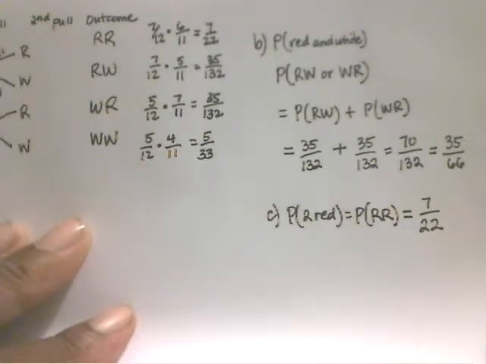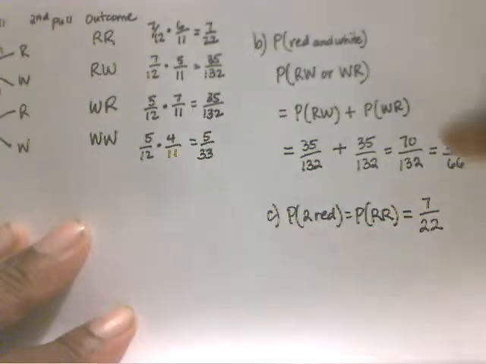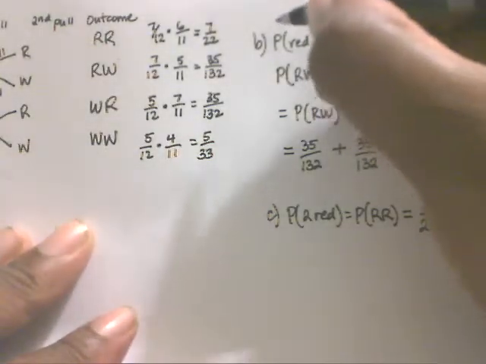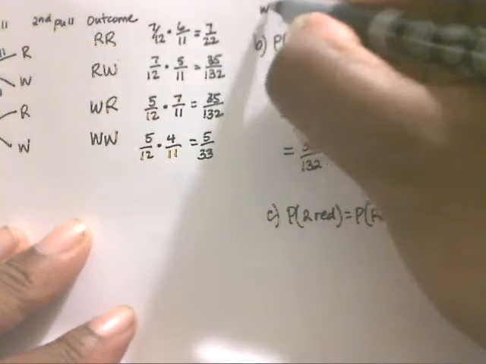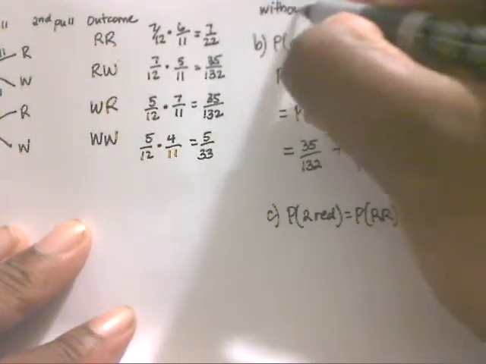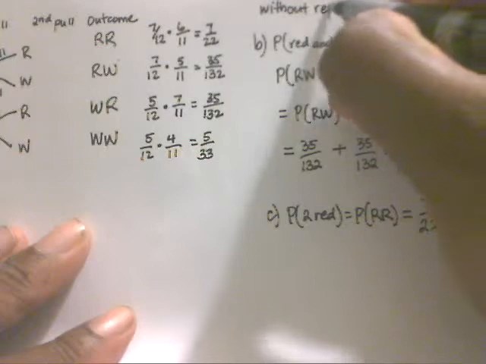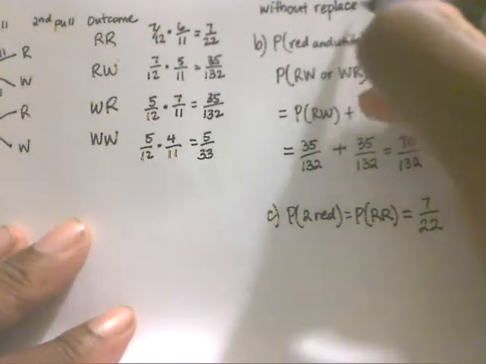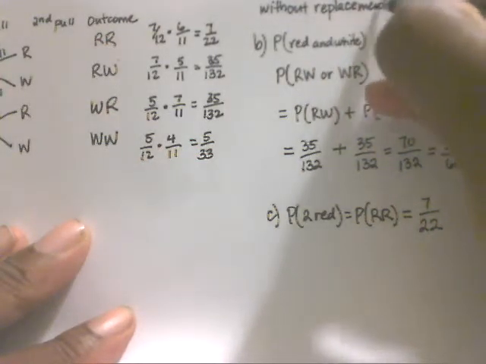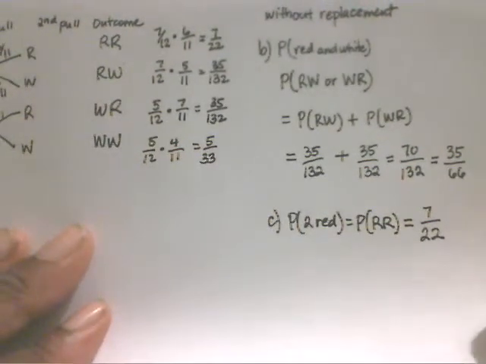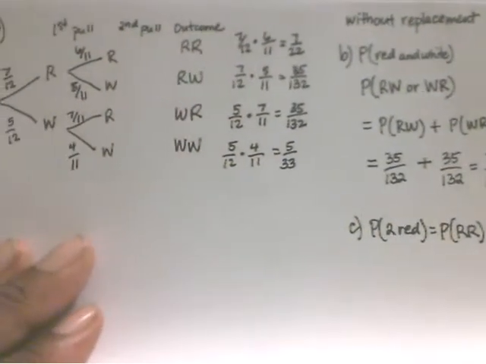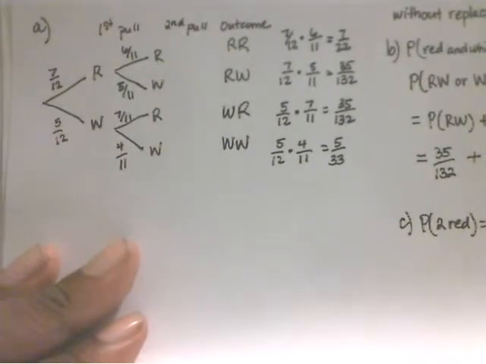Okay, so this is an example of part A when you're drawing items out of a container without replacement. Okay, and notice that you have to draw the tree diagram like this.